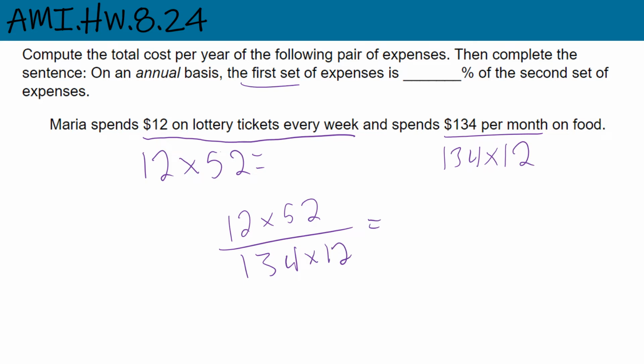I'm going to type this in my calculator, 12 times 52. And I got that, and I'm going to divide it by 134 times 12. And I got 0.388. But if I want to put it as a percent, that means I'm going to put 38.8%.